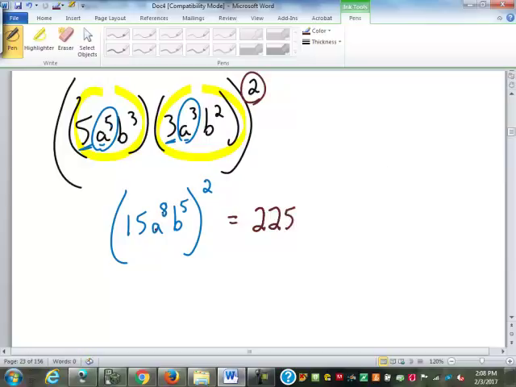Now, a to the 8th squared. So a to the 8th becomes a to the... When we're taking it to a power, we multiply. So 8 times 2 is 16. And b to the 5th squared becomes b to the 10th. Very good.